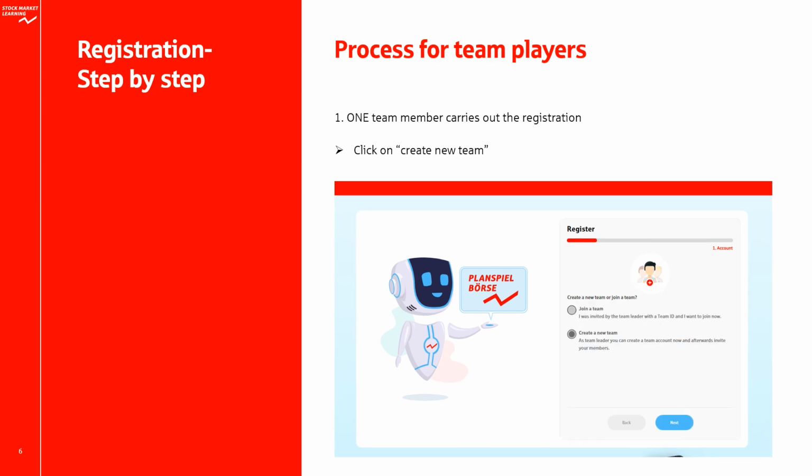In the next step, you have the choice of creating a new team or becoming a team member. To create a team, you define a team member who registers first. This member must then click on Create New Team at this point.